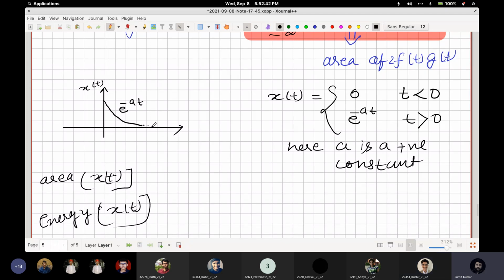So you don't put it like 0 to t, right? Yes, sir. Don't do it. It's going all the way up to infinity. Yes, sir. Then energy is 1 upon 2.